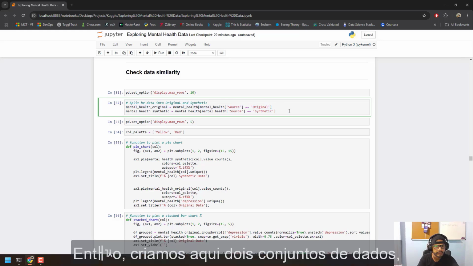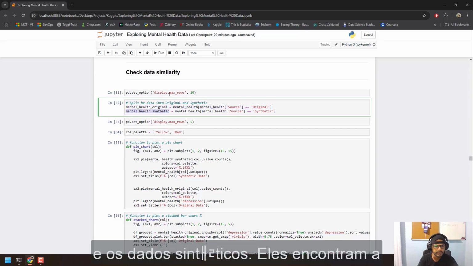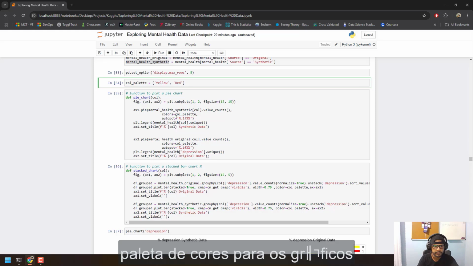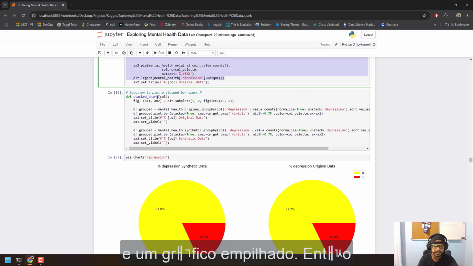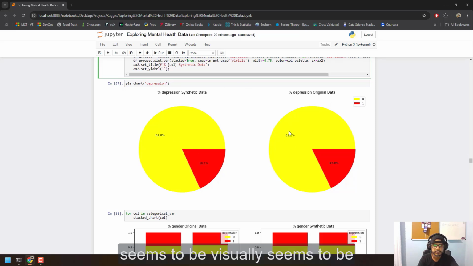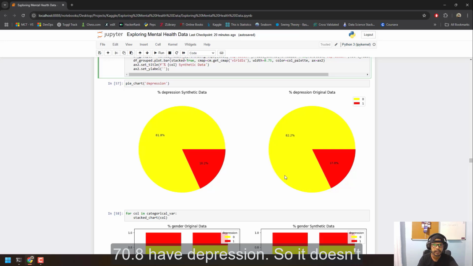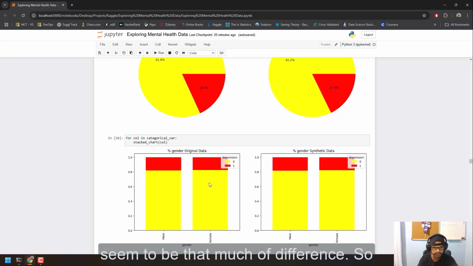So here we created two different data sets, one with the original data and one with the synthetic data. Define the color palette for the graphs, and here I created a pie chart and a stacked chart. So the data seems, visually, to be quite similar. In the synthetic data, 18.2% of the people have depression, and on the original data, 70.8% have depression. So it doesn't seem to be that much difference.